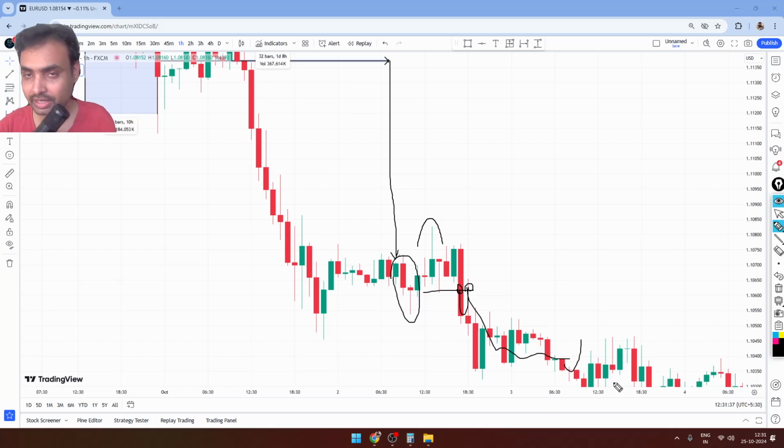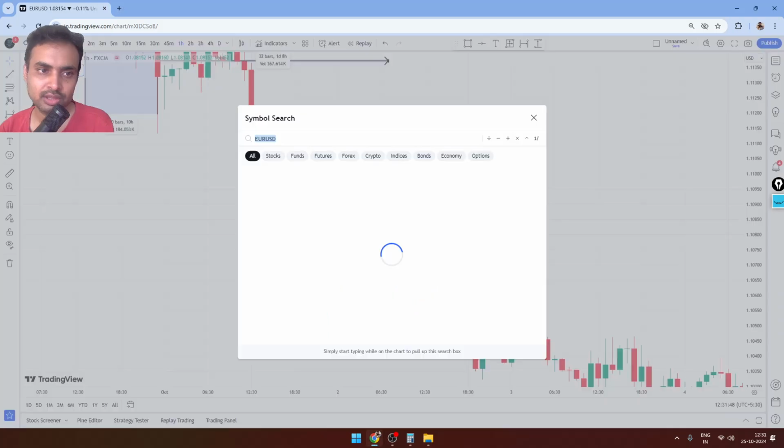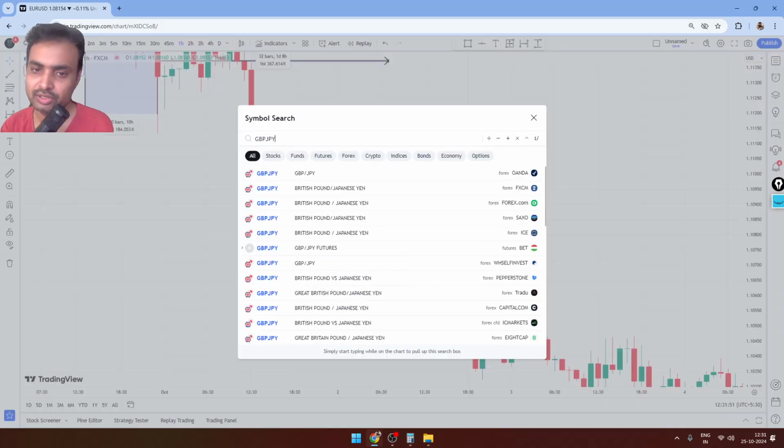This is not a holy grail. This is not a powerful strategy. This is a technique which helps you find the next important level. Right? So something like that you can do. Let's change the chart. Maybe let's check with GBP JPY.